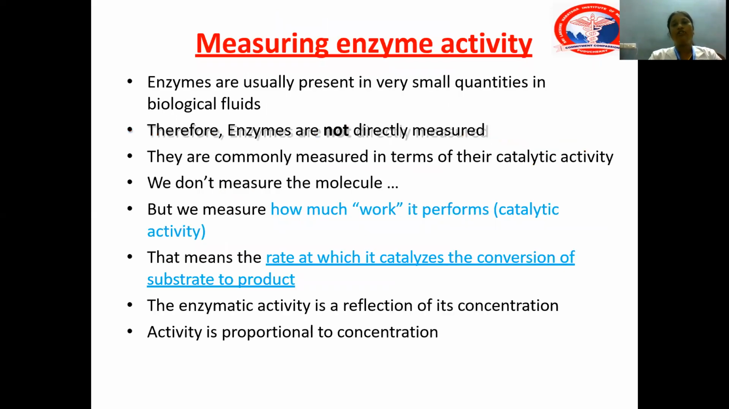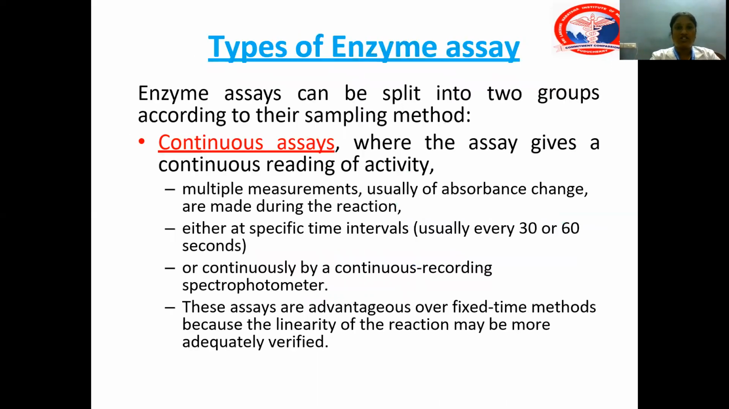So how are we going to measure the enzyme activity? Enzymes are usually present in very small quantities in all biological fields. Since they are present in such minuscule amounts, we cannot measure the enzyme concentration directly. Rather, we measure the catalytic activity of the enzyme, which is an indirect measure of concentration. We measure how much work it performs, that is, the rate at which it catalyzes the conversion of substrate to product. So the enzyme activity reflects the concentration of the enzyme. We determine that activity is proportional to concentration.